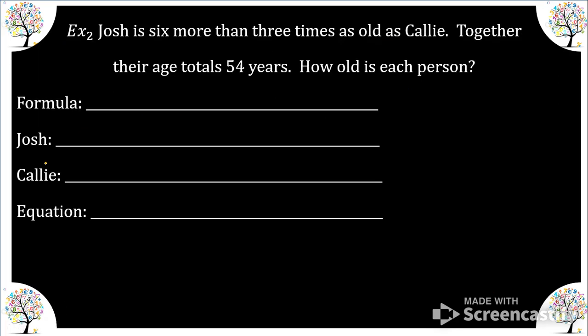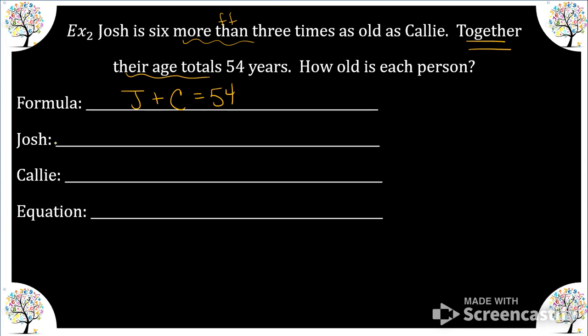Let's look at another example. Josh is 6 more than 3 times as old as Callie. Together, their age totals 54. How old is each person? So our formula comes from this part right here. So I'm going to say Josh plus Callie equals 54, because together they equal 54.